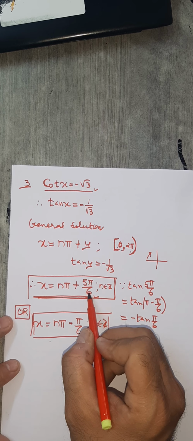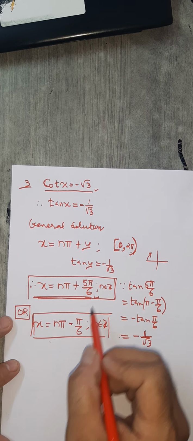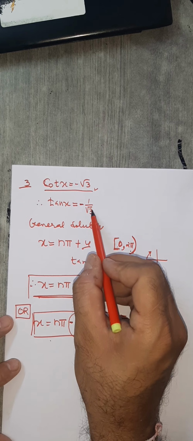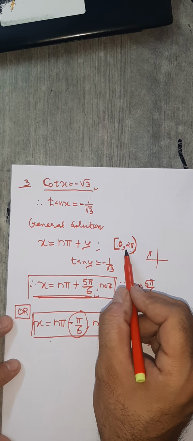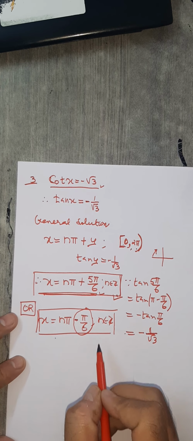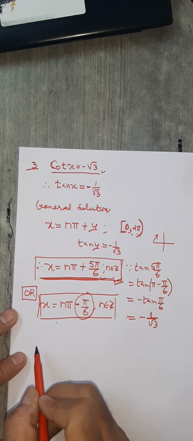Tan 5π/6 is minus 1 by root 3, but this comes from 0 to 2π. Tan minus π/6 is also minus 1 by root 3, but this doesn't come in 0 to 2π. So normally we use this. This is not wrong, remember, but normally we prefer this.